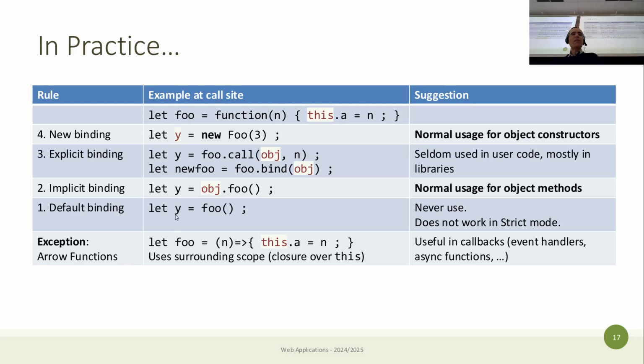So these are the summaries, really the final summary. So there are the 4 rules: new, explicit and binding, which we call apply or bind. Implicit, when you call it as a method on an object. Default, never use it. And arrow functions, enclosing scope, okay? Which is actually a closure over the this variable, okay?